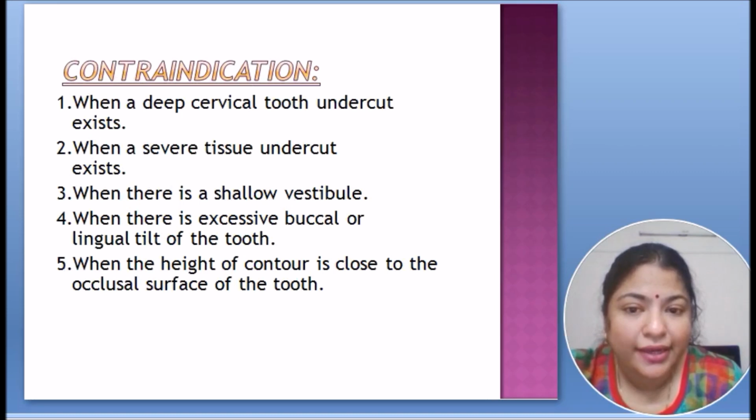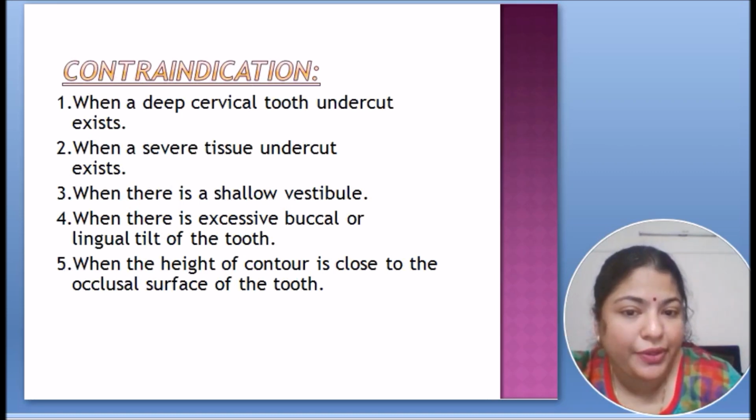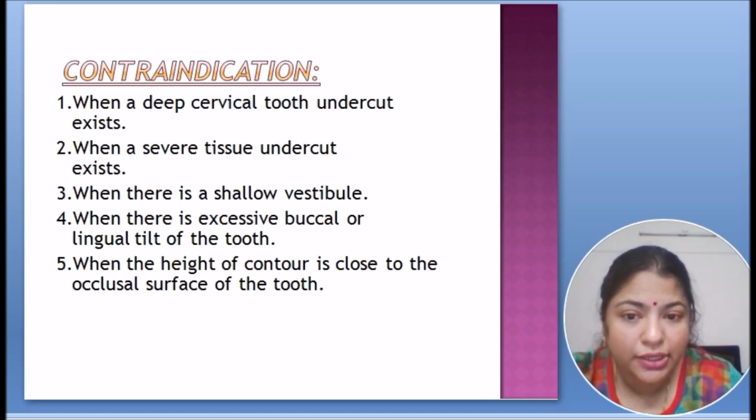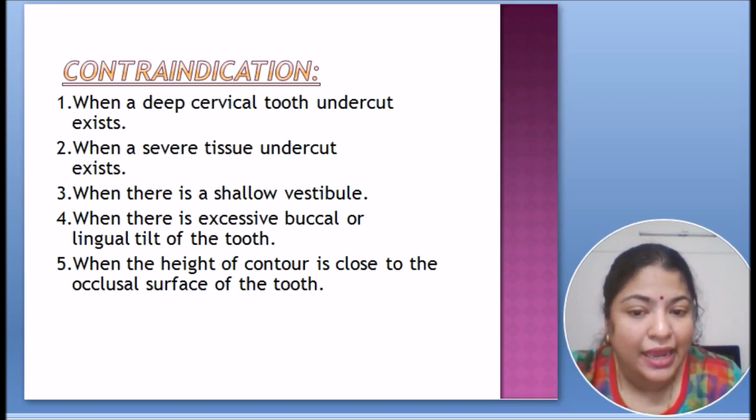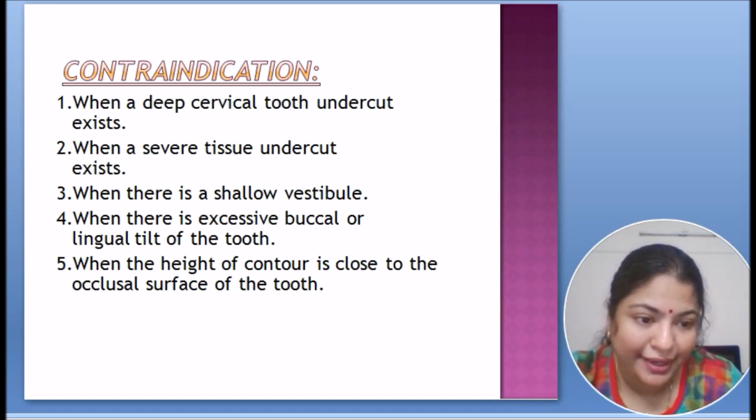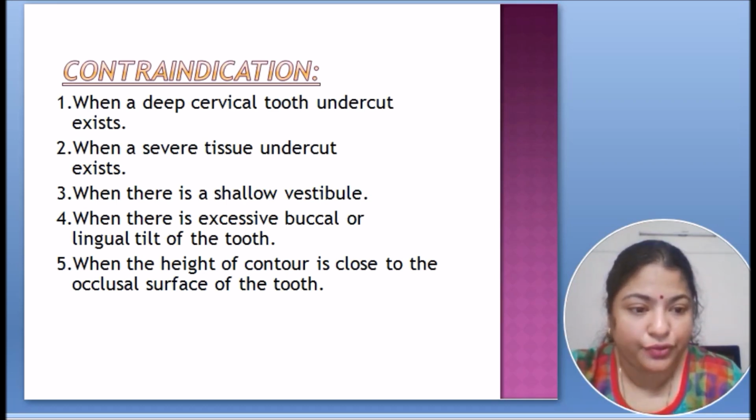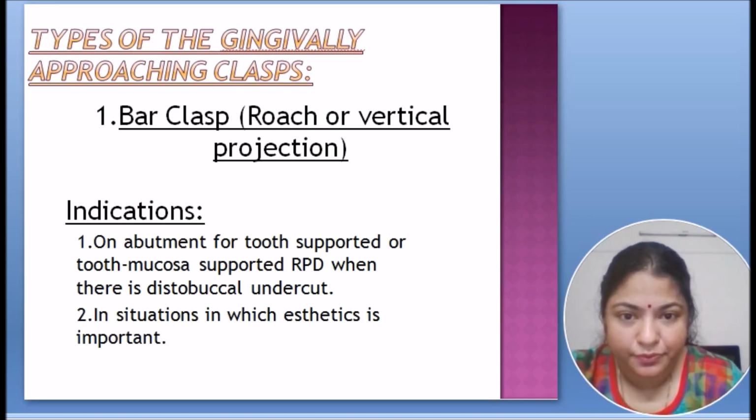When a deep cervical tooth undercut exists, it cannot be used. When there is a severe tissue undercut, this design cannot be used. If the vestibule is very shallow, it cannot be used, and it cannot be used when the tooth is excessively buccally or lingually tilted. And if the height of contour is too close to the occlusal surface, you might need to modify the height of contour and then use a bar clasp if required.